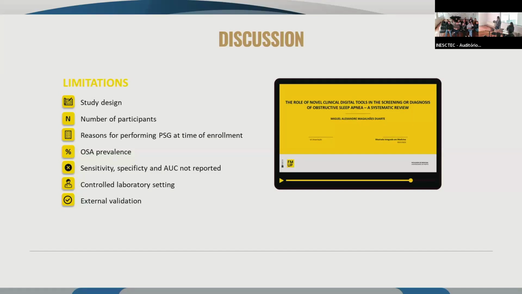Regarding some limitations, we identified the study designs. Most of them were not described in the original articles. Also, the number of participants was low or even not described. Also, the reasons for performing the polysomnography were not described. And then, as I said, also prevalence, and the metrics that we chose were also not described. And then the setting and the external validation were also not described in many of them.